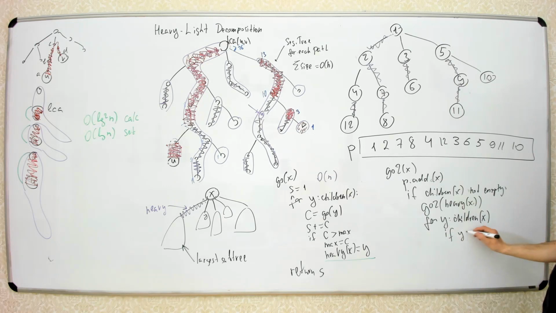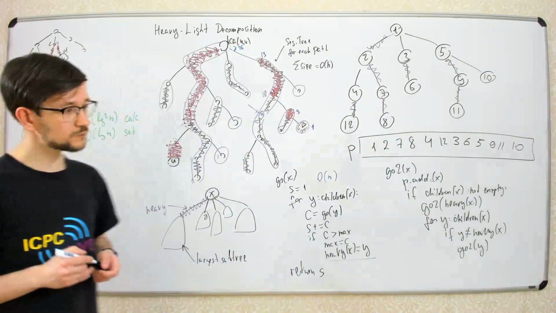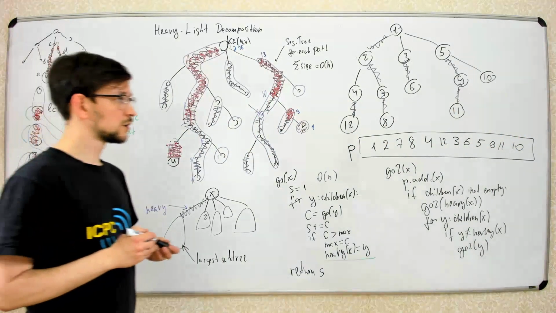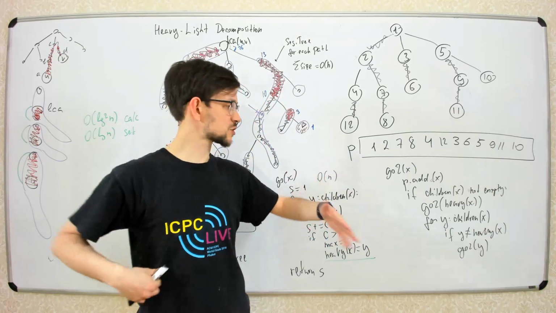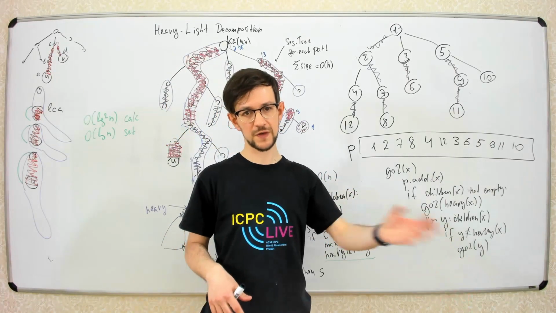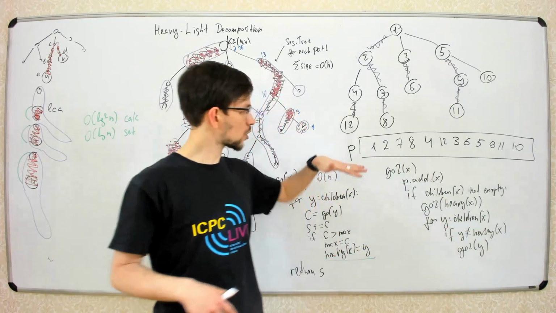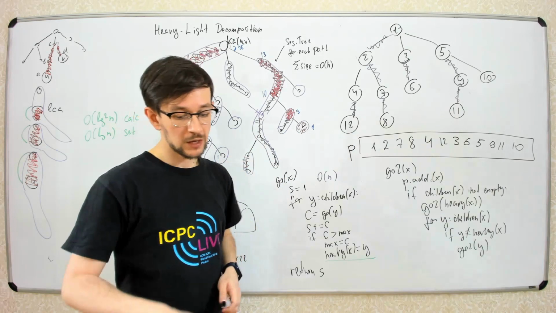Let's say if y is not heavy, we call go on it, something like this. Okay, this is a simple recursive traversal of the tree, but modified to first go to the heavy subtree and then to all other subtrees. You get this sequence of nodes.